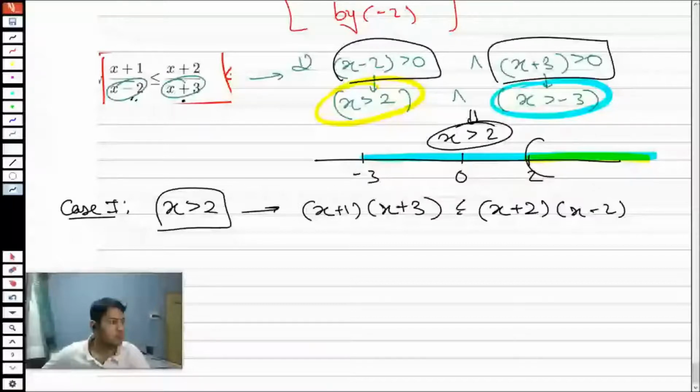Okay, so case 1 is x greater than 2. This is the case we solved. And in this case, we saw x less than or equal to minus half was the answer. So while solving this inequality, the final answer we get is x less than or equal to minus half. Okay, so for x greater than 2, I want to find cases where x is less than or equal to minus half. So no such case will exist.